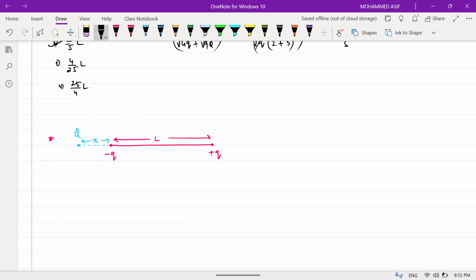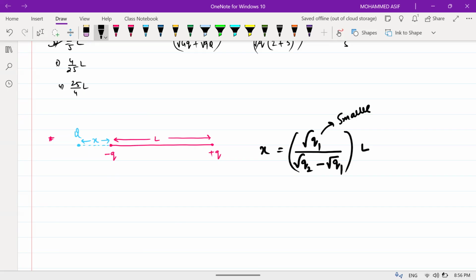Formula is again the same. I'm not deriving that one, directly I'm writing here. X is equal to root of Q1 divided by root of Q2 minus root of Q1, multiplied by L. Clear? And Q1 is always the smaller charge. X is measured from the smaller charge. So this is your formula. Clear?